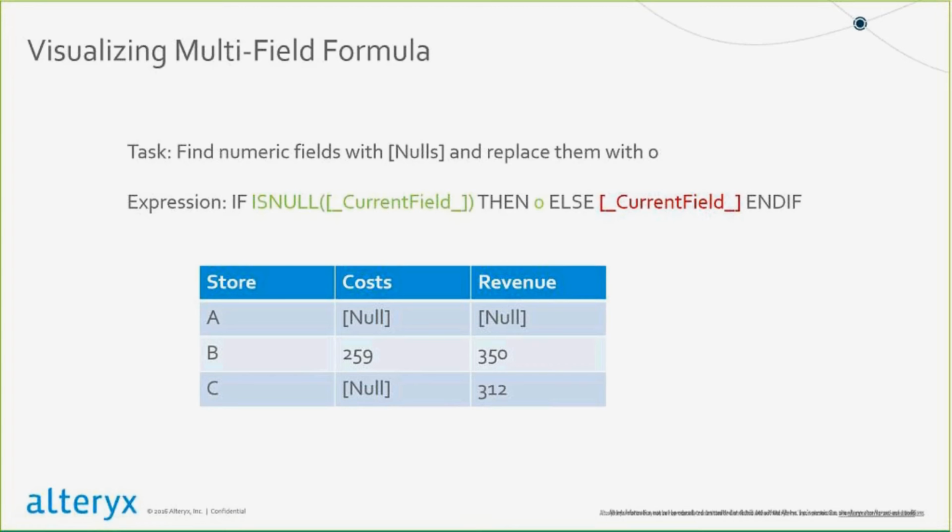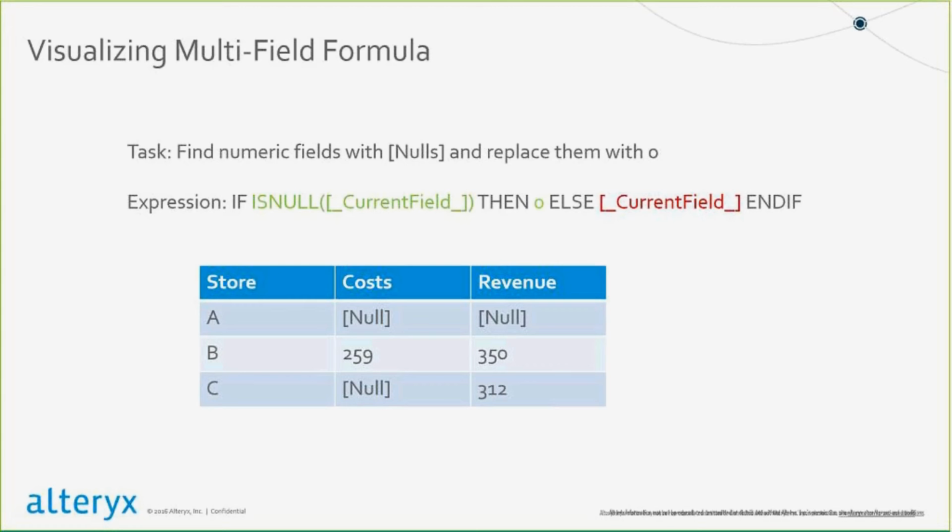And the formula you would usually use would be: if is null cost, then 0, else cost, endif. And then you would do the same thing for your revenue column. You would say if is null revenue, then 0, else revenue, endif. Well, for two fields, that's not so bad. But what if you have 50 numeric fields where you want to do this? Or what if you're like me and you just don't feel like typing things out multiple times?